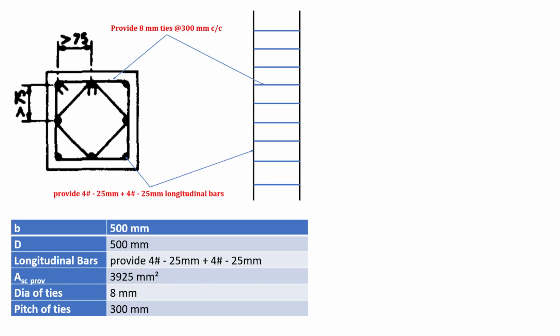To summarize, we will provide 8 mm diameter ties at a spacing of 300 mm center to center. Extra ties will be provided due to spacing between the longitudinal bars exceeding 75 mm. Additionally, closed ties will be used because the spacing between the edge bars exceeds 48 times the diameter of the tie. So this was all about this lecture.